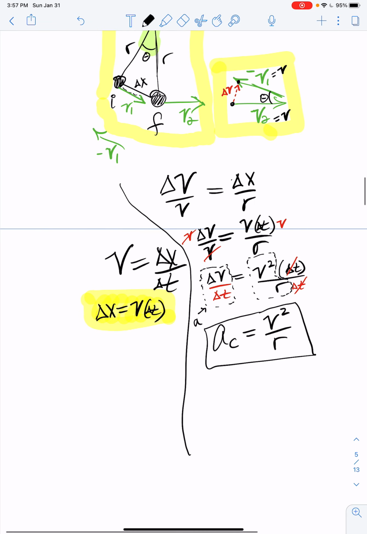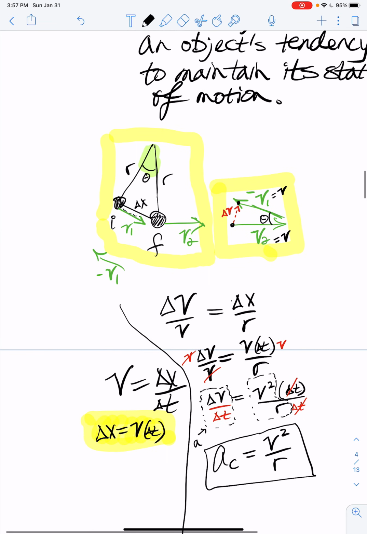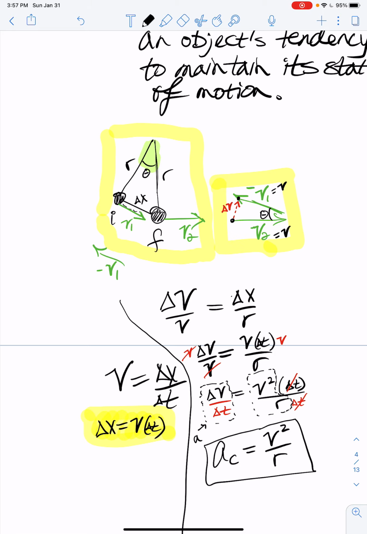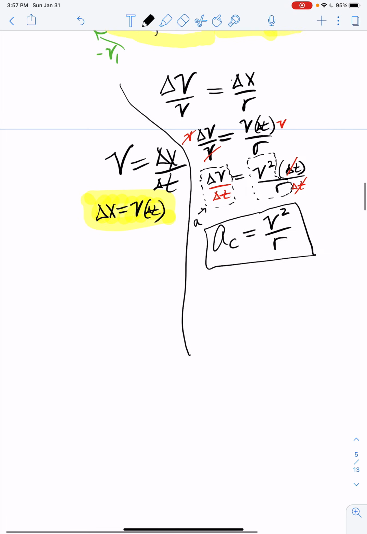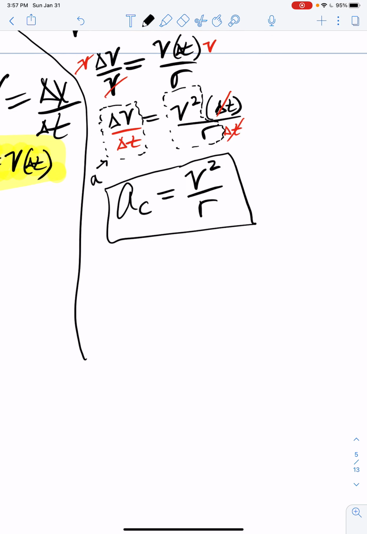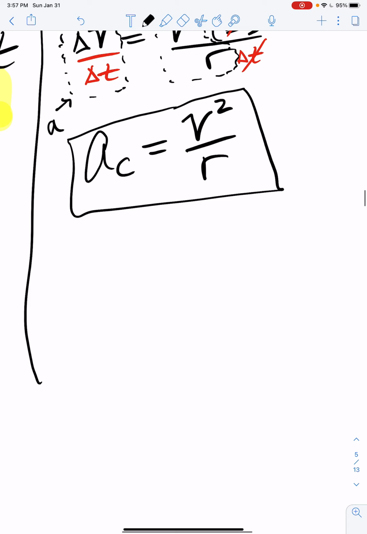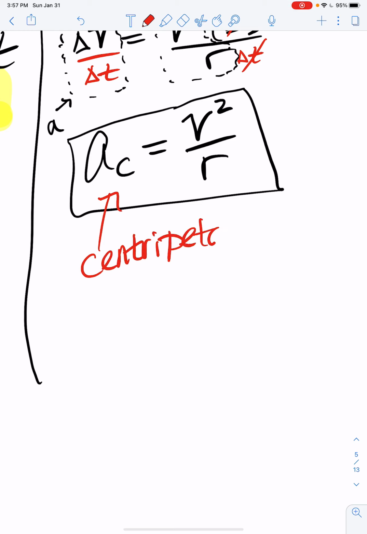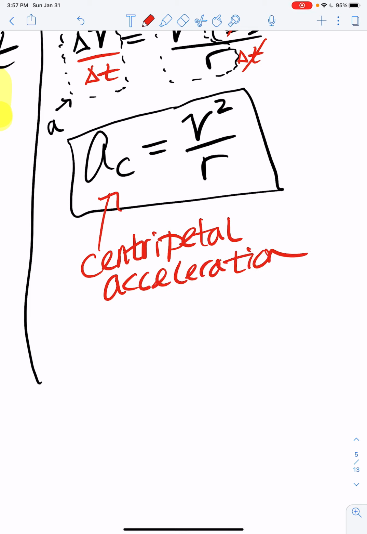Don't worry about it if that didn't make a lot of sense, or if you want to go back up and look at it again and see how it makes sense, you can. But the important part is you understand that when you're moving in a circle, that accelerated motion, that centripetal acceleration, is represented by this formula. A sub c equals v squared over r.